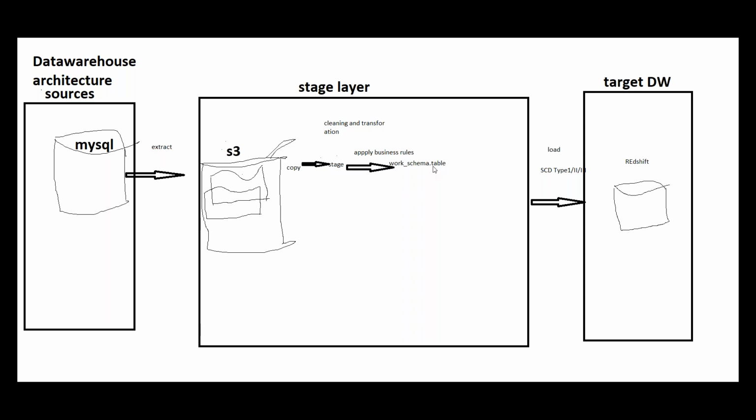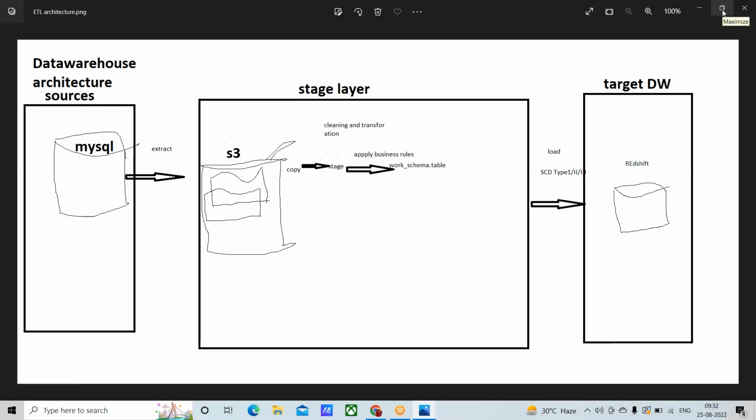So while loading from stage to work table, how do you load? From one table to another table, how do you load data? Copy. I'm asking Somnath for your answer. How do you load data from one table to another table? Insert select. Yeah, insert select. Insert into the target table, select star from source table.